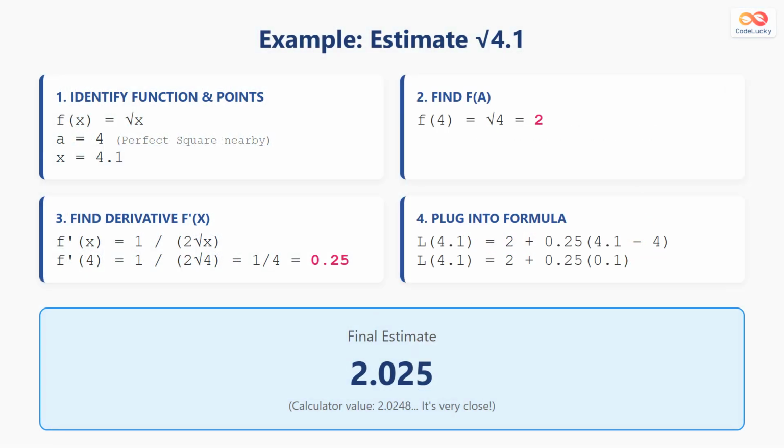Let's try a real example. We want to estimate the square root of 4.1. First, we pick our nice number, a is 4, because we know the square root of 4 is 2. Next, we find the derivative, which gives us a slope of 0.25 at that point. Plugging these into our formula, we start at 2 and add the slope times the distance of 0.1. Our result is 2.025. This is incredibly close to the actual value.